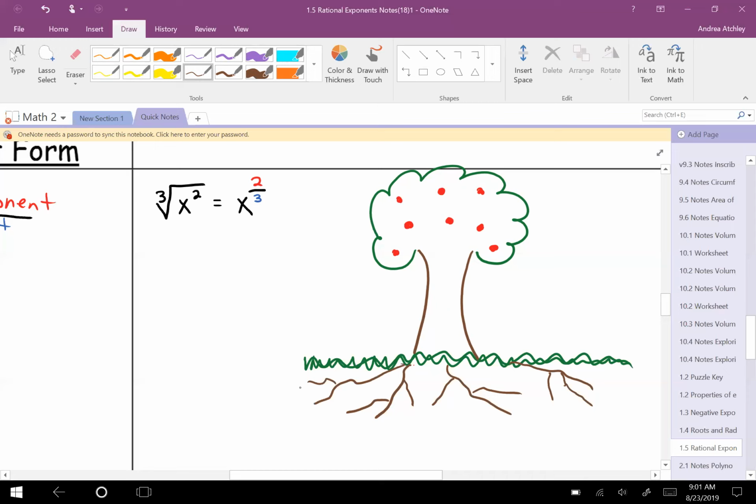Okay, so I draw my roots underneath my tree. To remember, the roots are on the bottom. Just like when I rewrite in exponential form, the root is in the denominator, it's on the bottom. Okay?